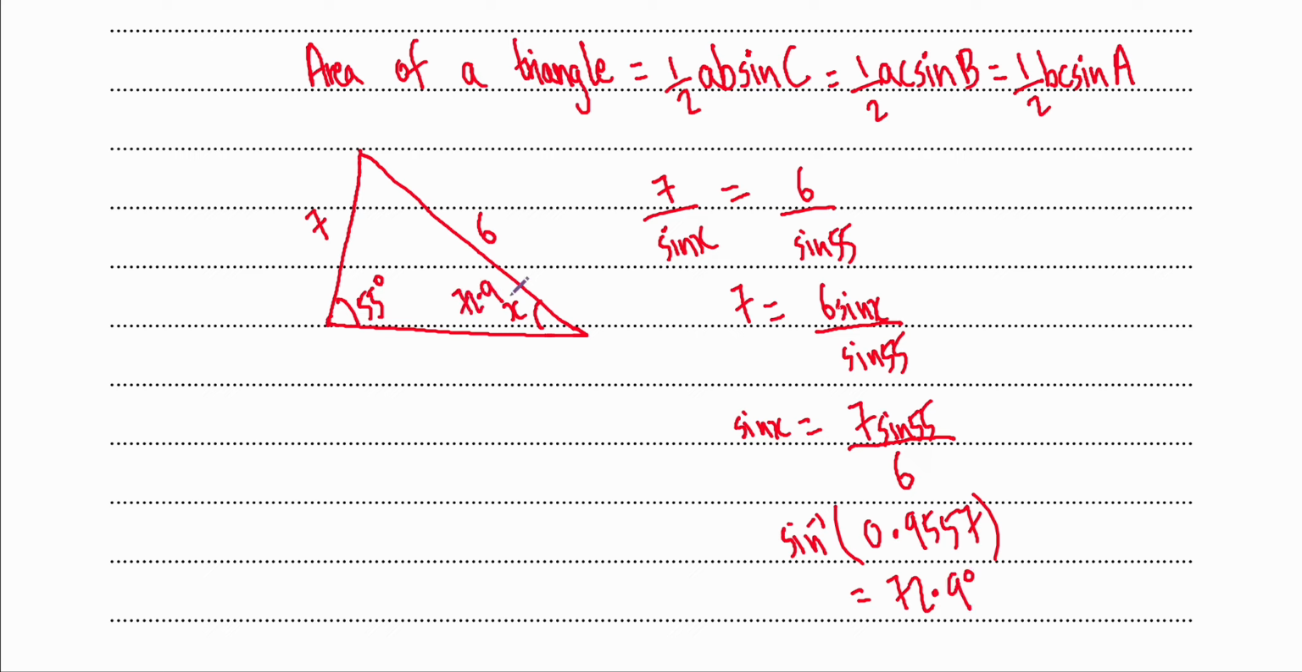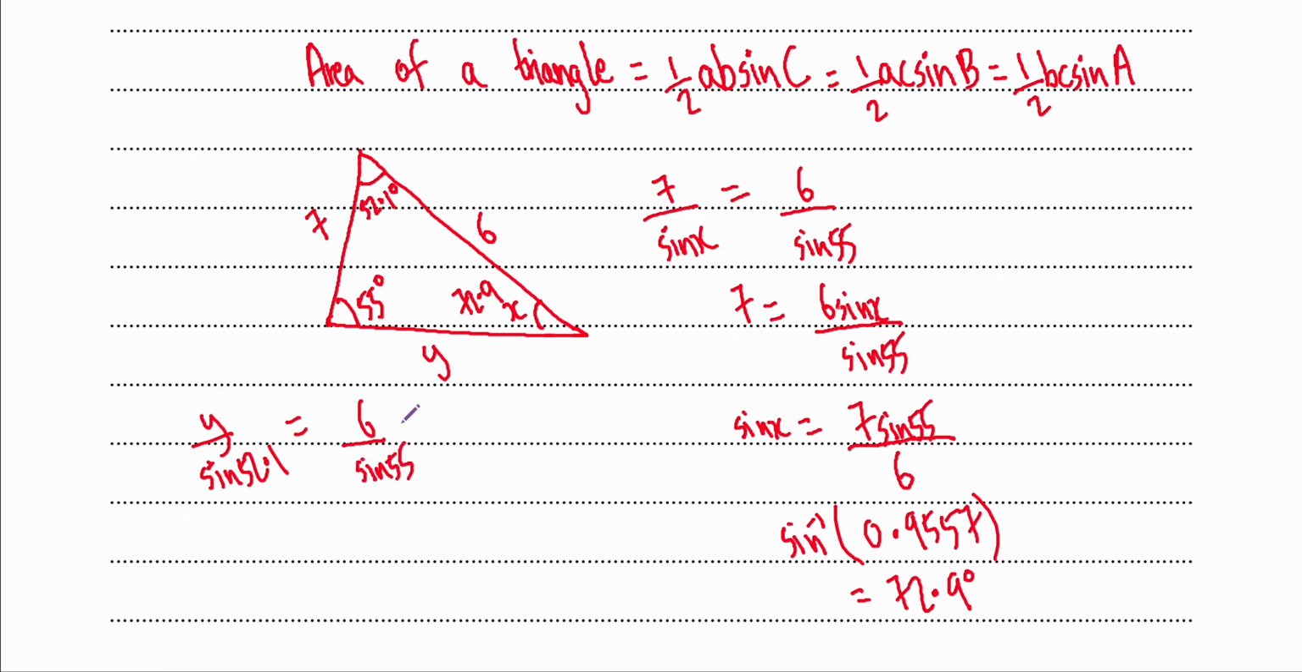And then from here you can fill out the whole triangle. That means this angle right here would be 180 minus 72.9 minus 55. So that's 52.1 degrees. And then you can use the sine rule again. So let's call this length right here y. So that means y divided by sine 52.1 is equal to, now we can choose whatever we want. We can do 7 over sine 72.9, or we can do 6 over sine 55. Let's do 6 over sine 55 because we already had that given.